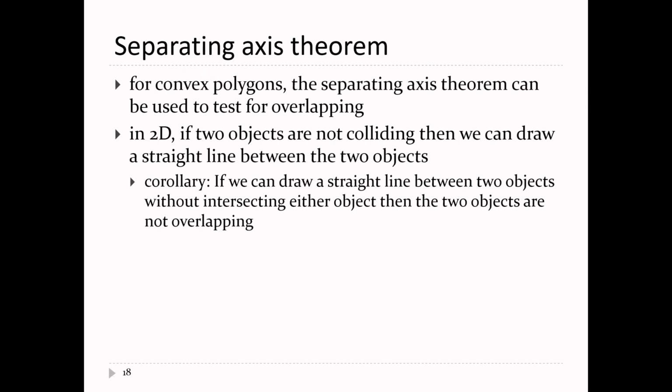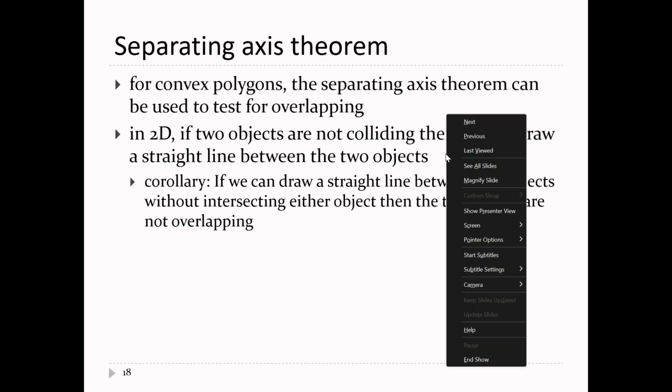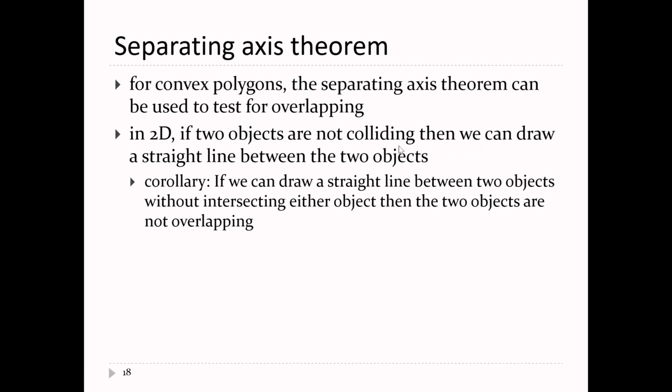In 2D, if 2 objects are not colliding, then you can draw a straight line between the 2 objects, and that line doesn't intersect either object. The corollary of that is if you can draw a straight line between 2 objects, and that line doesn't intersect either object, then you know the objects are not overlapping. So that's the trick here. Can you find a straight line that separates the 2 objects in 2D? If the answer is yes, they're not overlapping. If the answer is no, then they are overlapping.